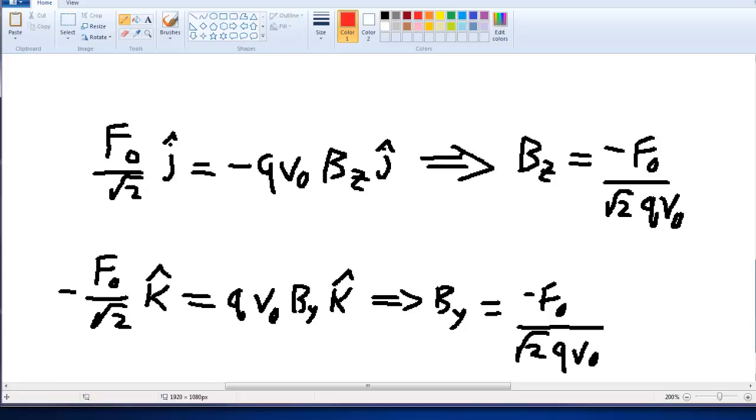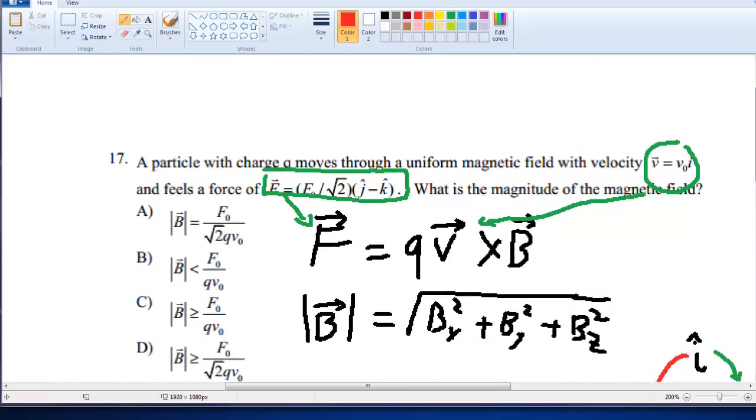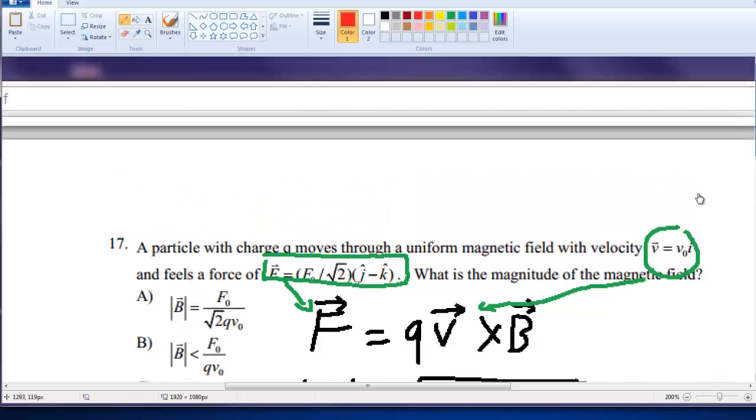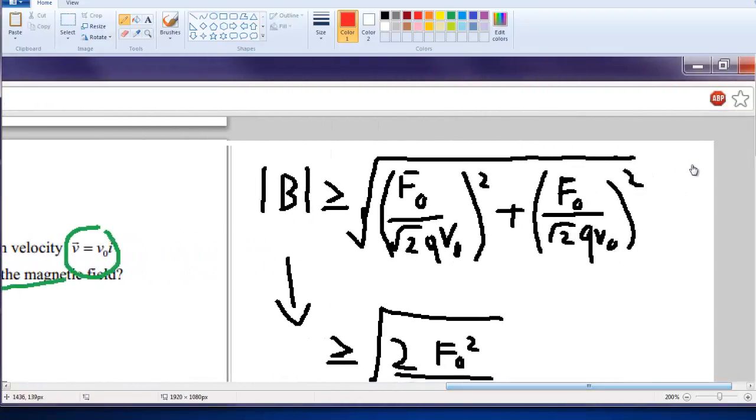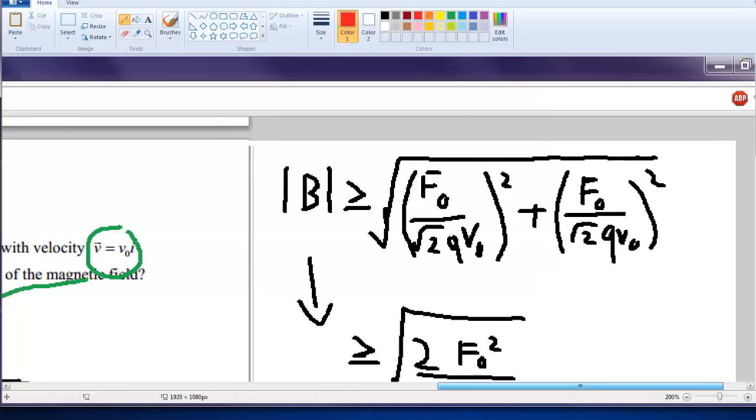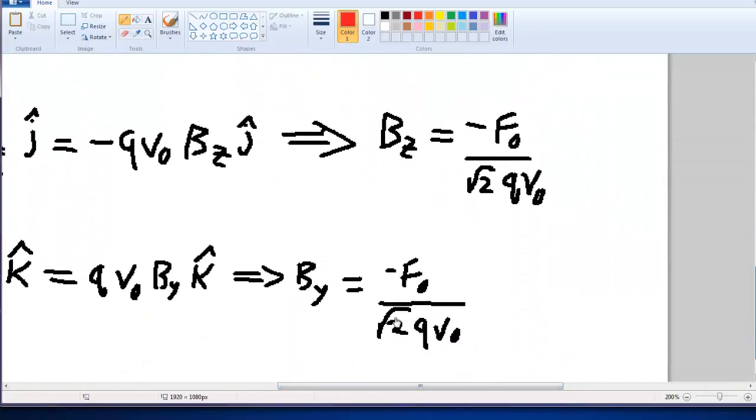Okay, now we can solve for at least the lower limit of the magnitude of the magnetic field. Remember, we could not find b sub x because the velocity of the moving particle was in the I hat direction, and I hat cross the I hat component of the magnetic field is just going to equal 0. So we won't be able to know what that component is. So if we come over here, we get the magnitude of the magnetic field is greater than or equal to, because this is the lower limit, the square root of the sum of the squares of the last two components that we found here.